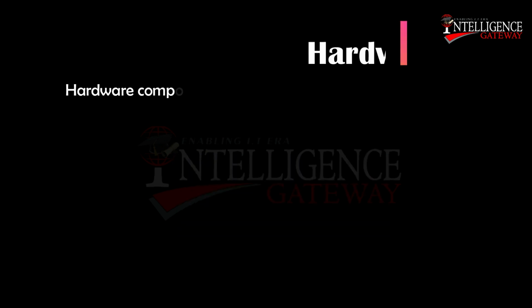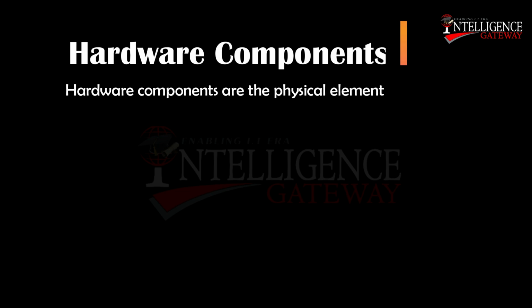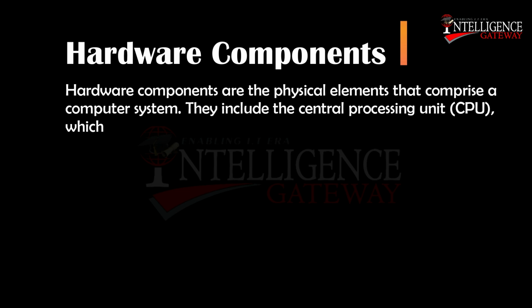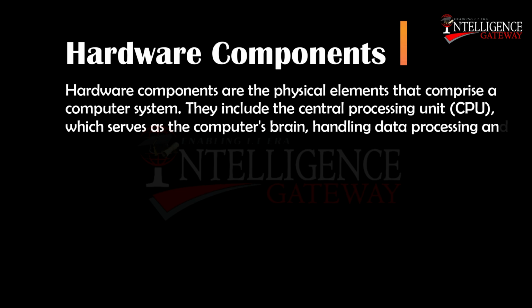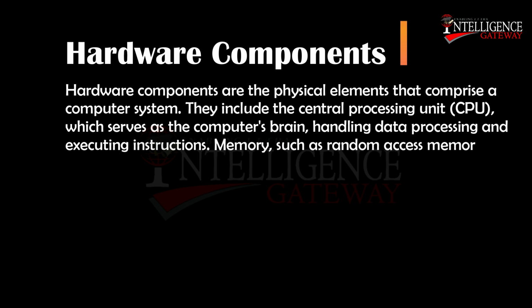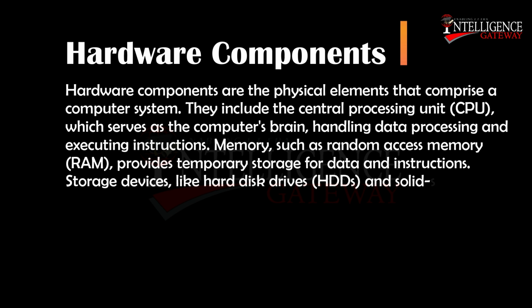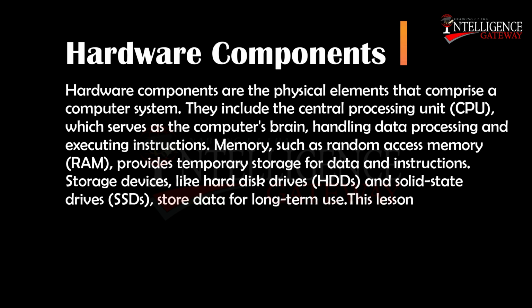Hardware components. Hardware components are the physical elements that comprise a computer system. They include the central processing unit, CPU, which serves as the computer's brain, handling data processing and executing instructions. Memory, such as random access memory, RAM, provides temporary storage for data and instructions. Storage devices, like hard disk drives, HDDs, and solid-state drives, SSDs, store data for long-term use.